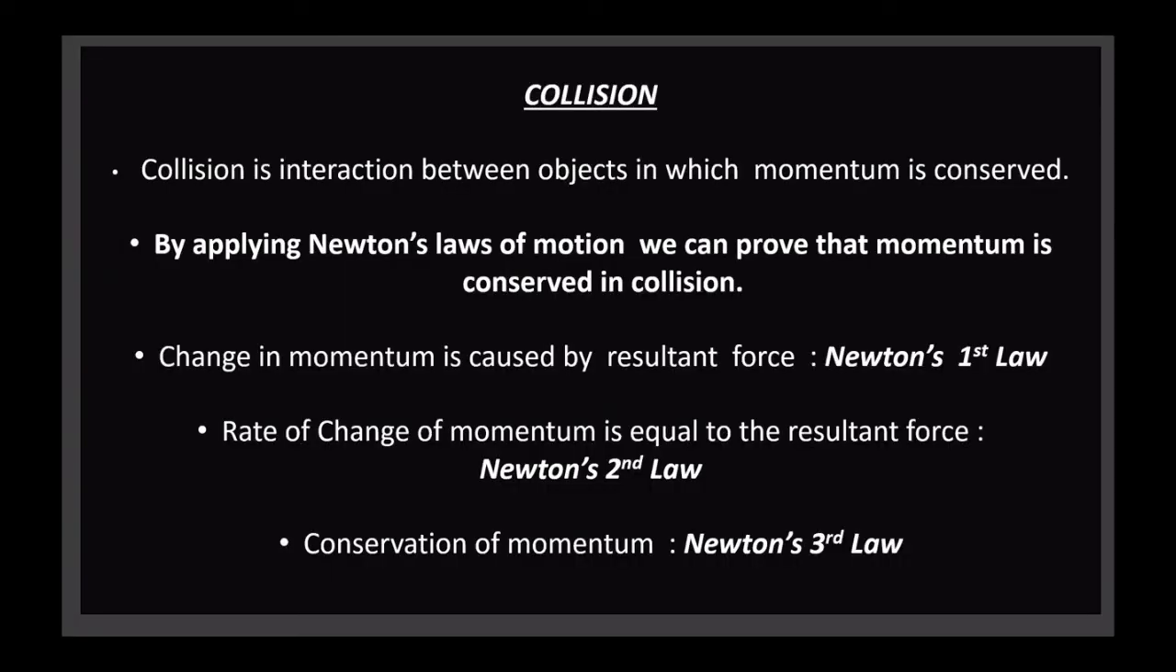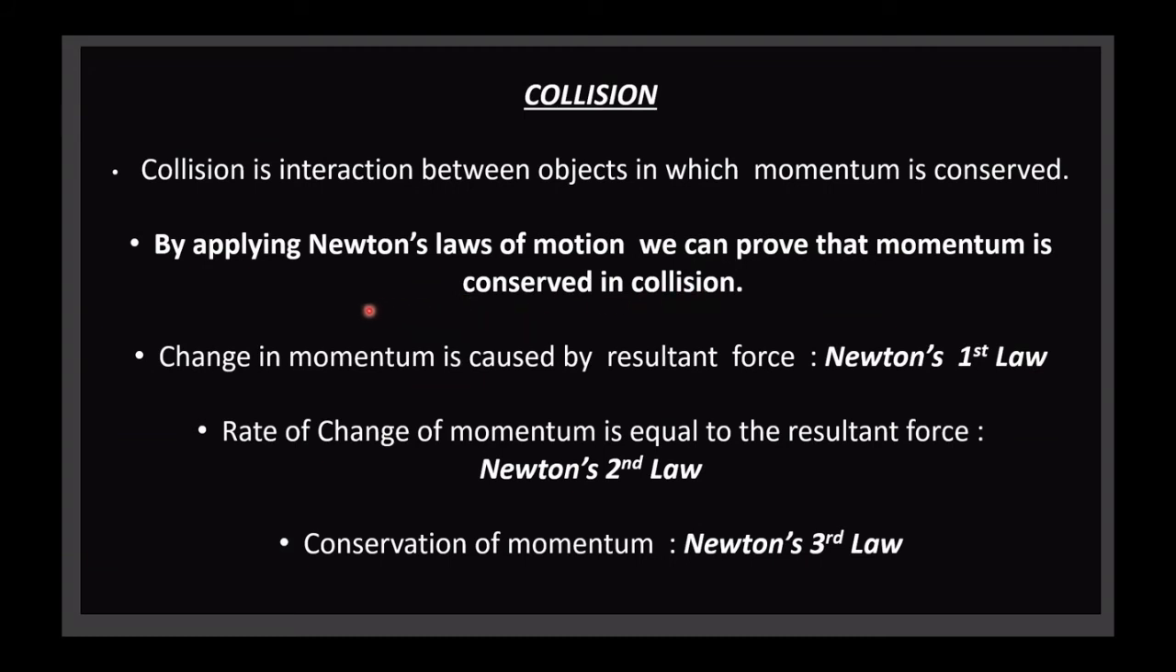Now let's move on to the next section, that is collision. So what is collision? Collision is an interaction between objects in which momentum is conserved. Let's see how momentum is conserved in collision. By applying Newton's laws of motion, we can prove that momentum is conserved in collision.